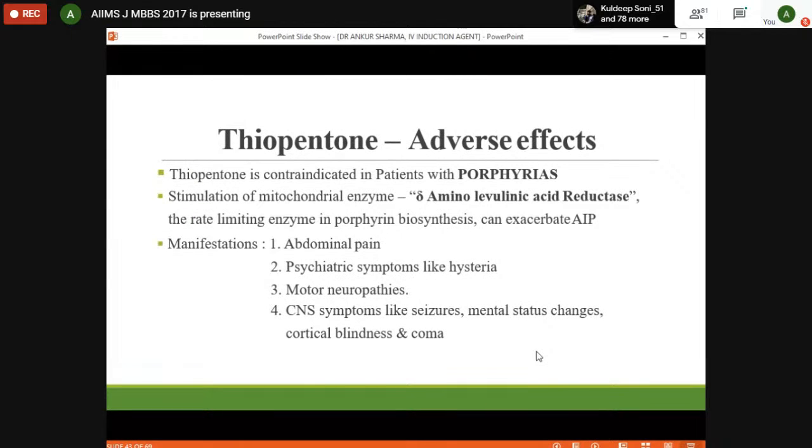Other side effects: it is contraindicated in patients with porphyria. Why? Because it stimulates the mitochondrial enzyme aminolevulinic acid synthase, a rate-limiting enzyme in porphyrin biosynthesis, and can exacerbate acute intermittent porphyria. What are the manifestations of porphyria? There can be abdominal pain, psychotic symptoms like hysteria, motor neuropathies, CNS symptoms like seizures, mental status change, cortical blindness, and coma.